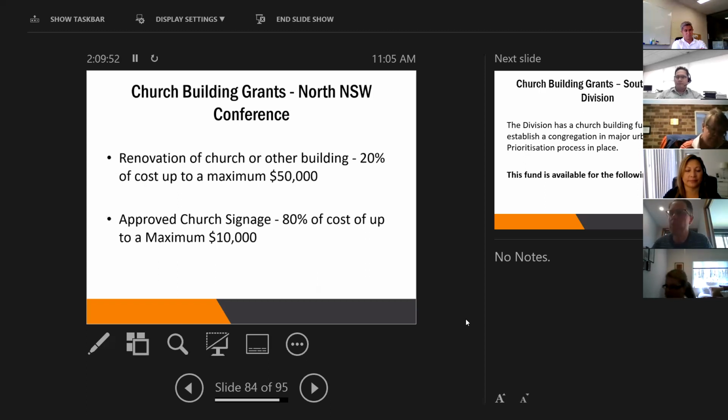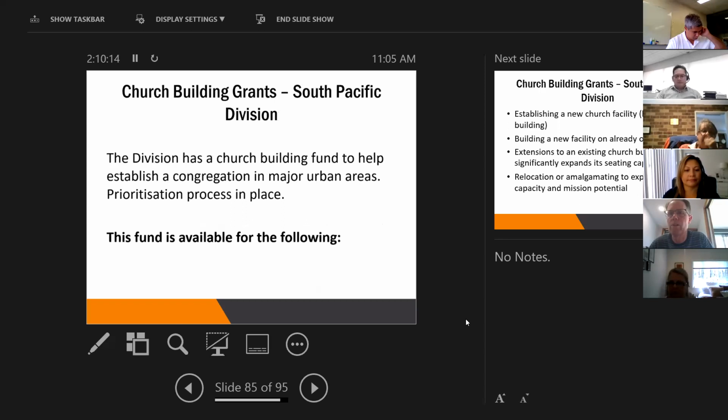$10,000. We can also assist you at the conference, not so much in treasury, but in our communications department, with all the technical specs, if you like, for our church signage in terms of colours, logo specs and that sort of thing. And they can be passed on to your local sign writer, who might be able to give you a quote on church signage.